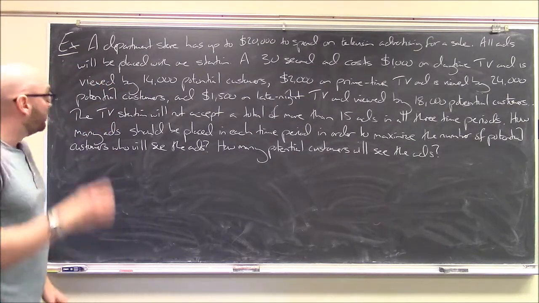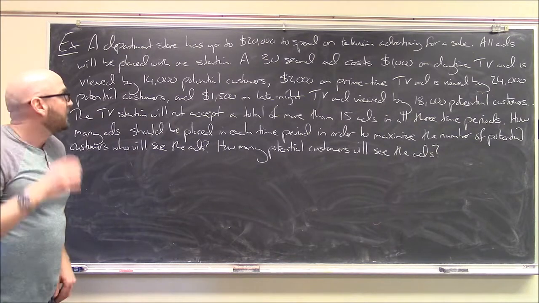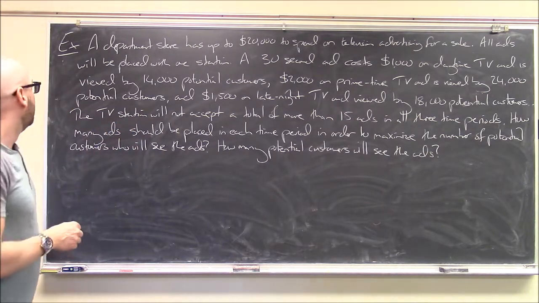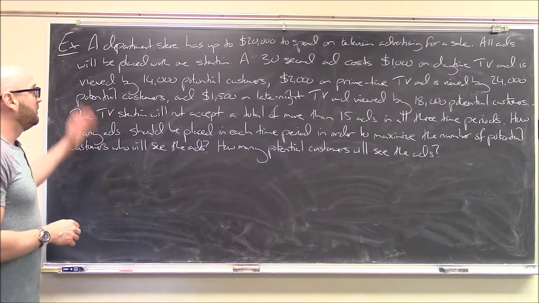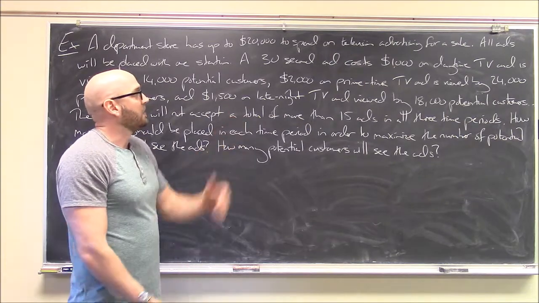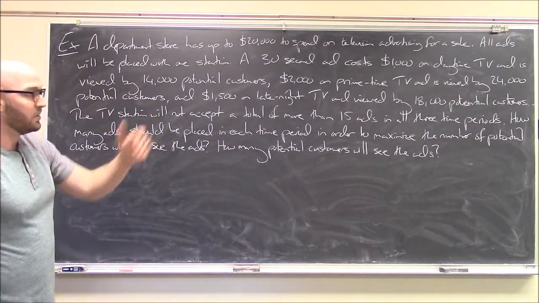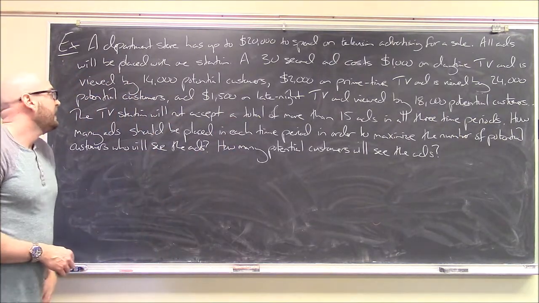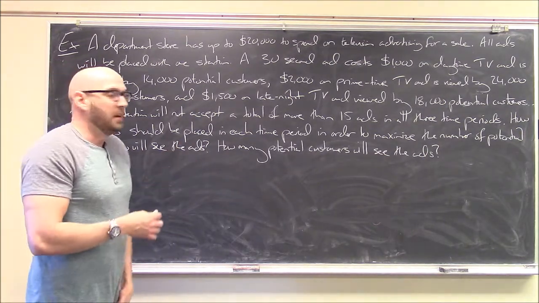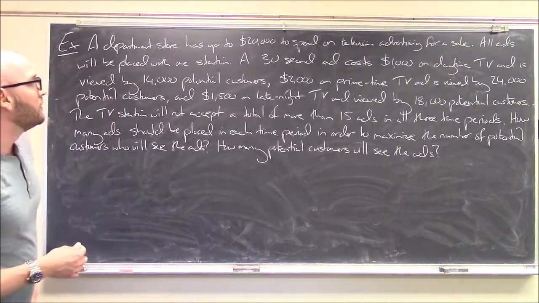All ads will be placed with one station, and we're given some pricing here. A 30-second ad costs $1,000 on daytime television, and it's viewed by 14,000 potential customers. Costs $2,000 on primetime television, viewed by more customers, 24,000 potential customers, and $1,500 on late night TV, viewed by 18,000 potential customers.